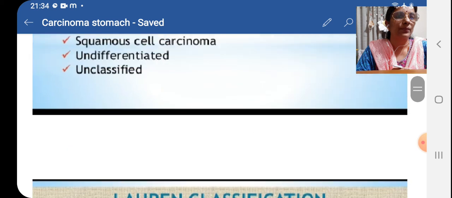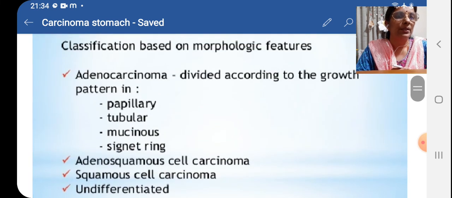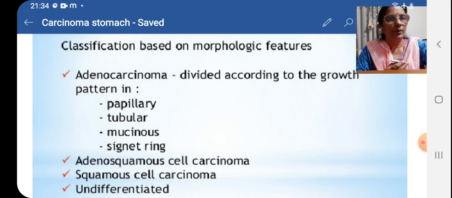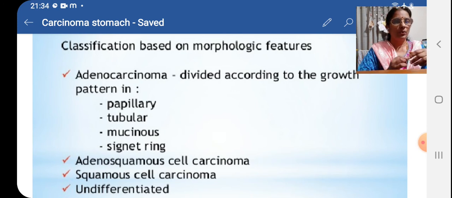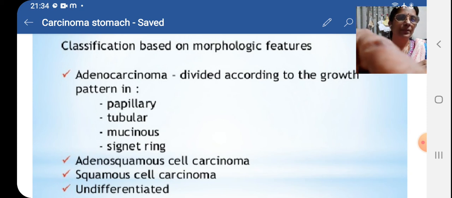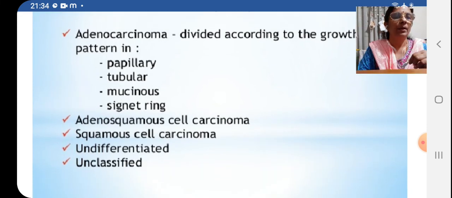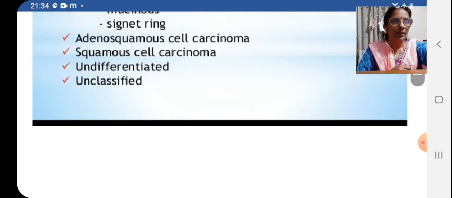Coming to the WHO classification. The WHO classification is based on morphological features. Adenocarcinoma, according to the growth pattern: papillary, tubular, mucinous, and signet ring. And adenosquamous cell carcinoma, squamous cell carcinoma, undifferentiated and unclassified. These are the WHO classification for carcinoma stomach. So, three types of classification. One is Borrmann, according to the macroscopic appearance. Lauren, according to the microscopic appearance, and the WHO classification. These are the three types of classification for carcinoma stomach.